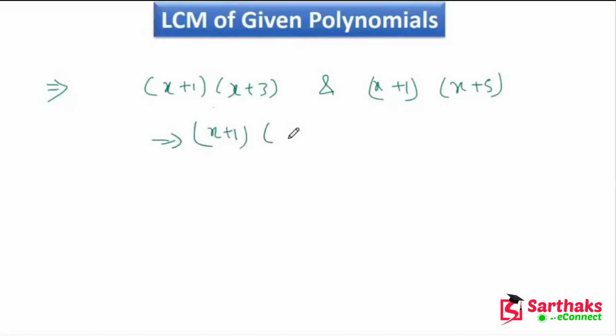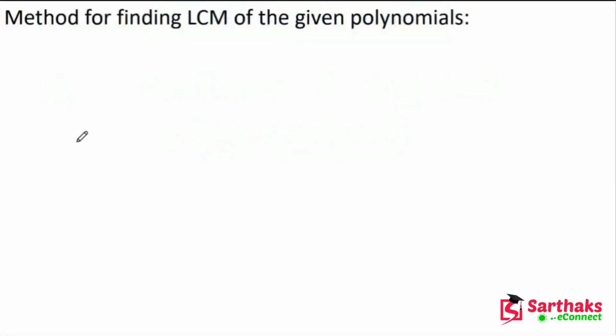So if we have factors (x plus 1), (x plus 3), and in another polynomial (x plus 1), (x plus 5), and we want the LCM, what is the LCM? (x plus 1), (x plus 3) and (x plus 5). We multiply the common part as well as the uncommon part. Okay, so now, method of finding LCM for the given polynomial.